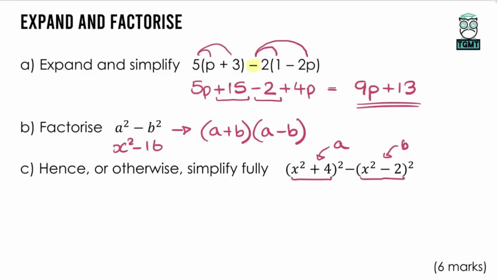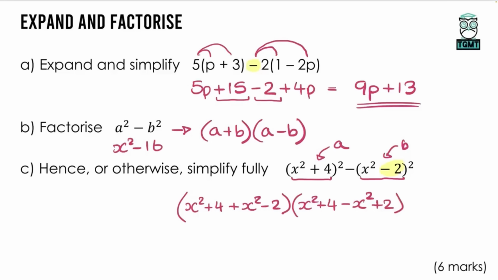So if we start with the a plus b, well, a is x squared plus 4, so x squared plus 4, and then we're adding b to that, so adding x squared minus 2, and that's our first bracket done. And in the second bracket, it's a minus b, so x squared plus 4, and here's where you've got to be really careful because we are subtracting b, so minus the x squared, and then we're going to subtract the negative 2.